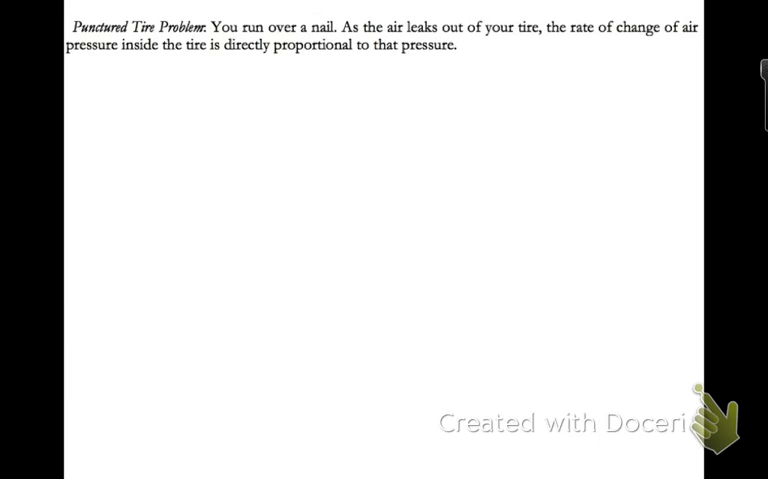The first example that we'll look at is a punctured tire. You run over a nail. As the air leaks out of your tire, the rate of change of air pressure inside the tire is directly proportional to that pressure. This means that the rate of change of the pressure, dP/dt, is proportional, so K, times P, to the pressure.